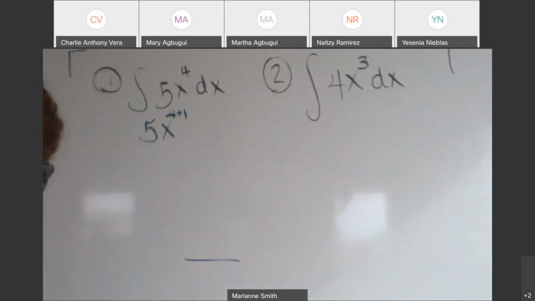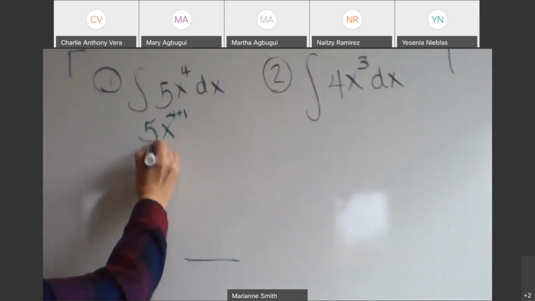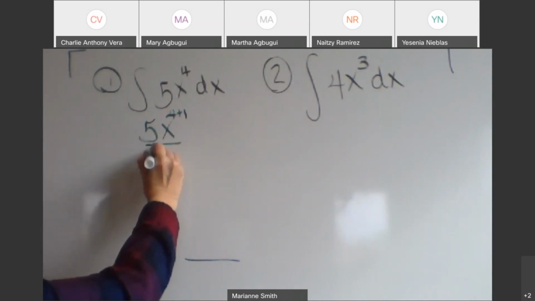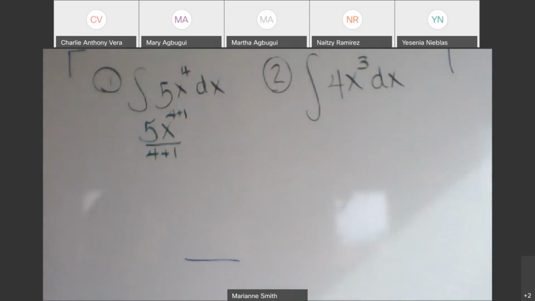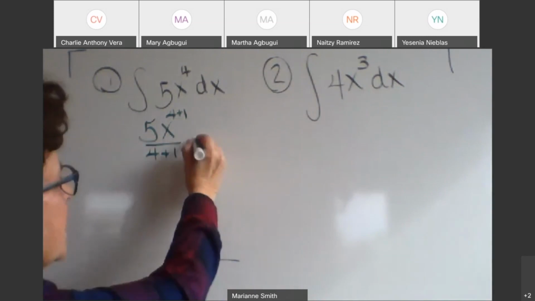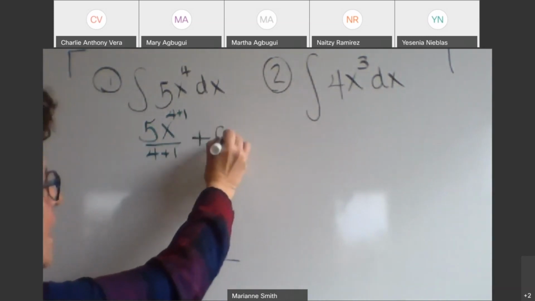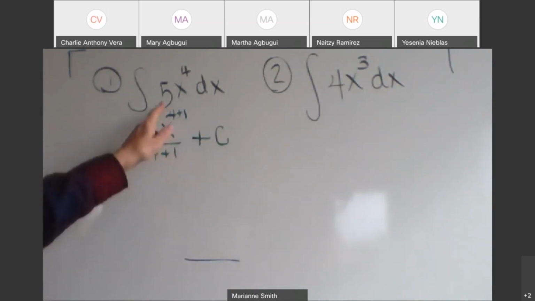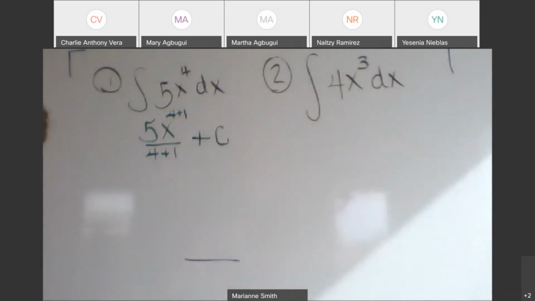So I now have a 4 plus 1 up there. Then I'm going to divide by the new exponent. And then put a c to represent whatever constant was here to start with. Now in my original function, I just have a 0. There's no constant. But 0 is a number, just like anything else. Okay, so let's take a look.